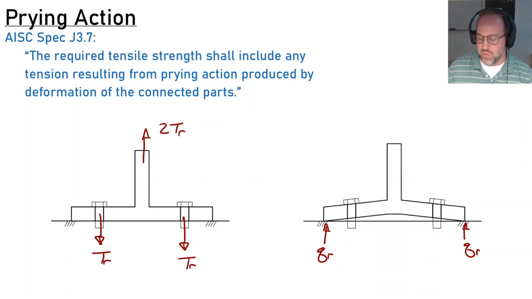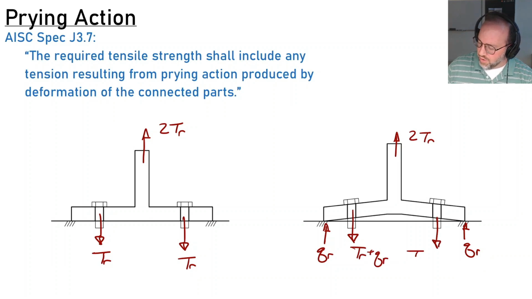It's called little QR. So if I put the same load on it, 2TR, we'll find that from statics, this is now TR plus QR, as is this one, TR plus QR. So my demands have just been amplified in those 2 bolts. So I'm going to have a problem if I ignore this and I just stick with my original design.